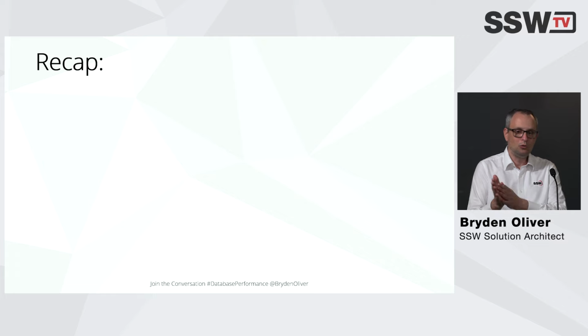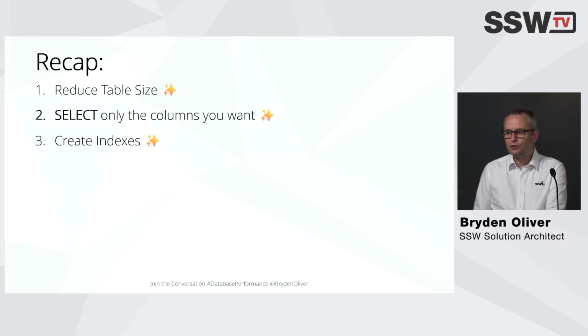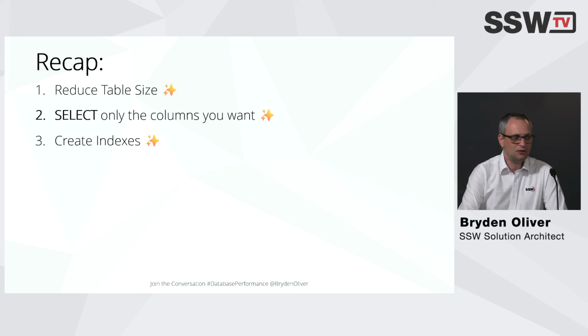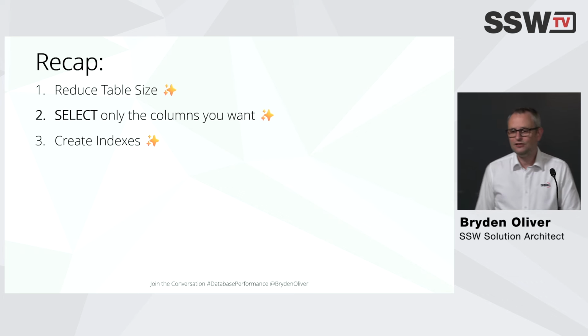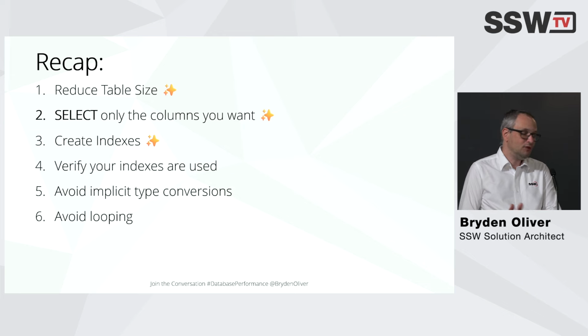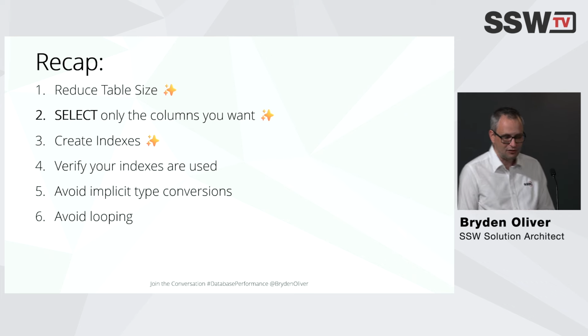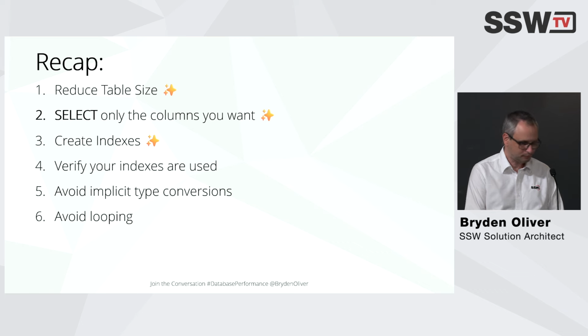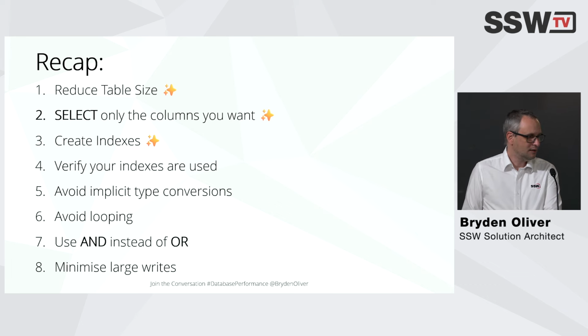Okay, so let's recap all of those techniques we've seen. We've got the big three. Reduce the size of your tables as much as you can. The second one, only grab the columns you want in any given query. And the third one, create indexes. And then we want to verify that our indexes are actually being used. That's super important, because it's a very common thing to create your indexes and then never use them. And avoid those implicit type conversions and those loops, because they're generally a very common way of consuming a database's performance. Use AND instead of OR, and avoid doing big writes.